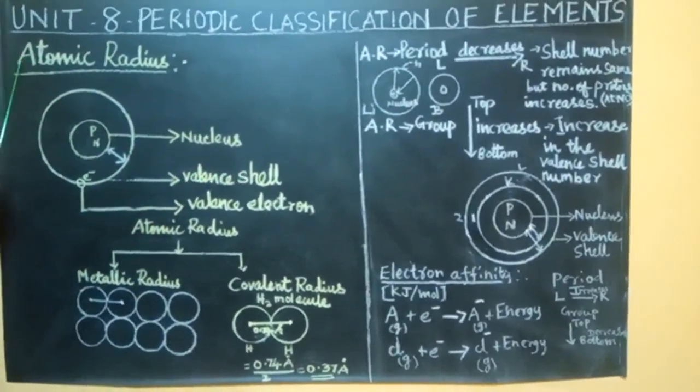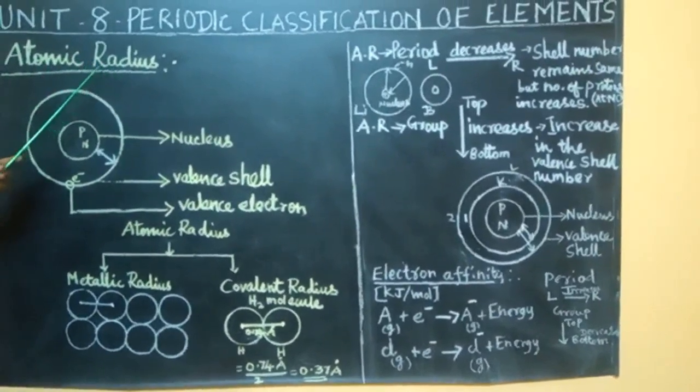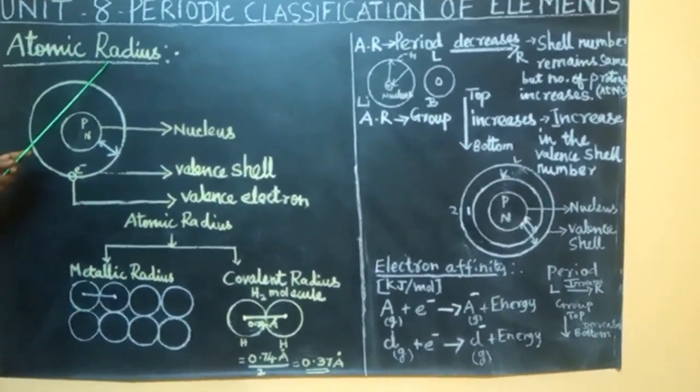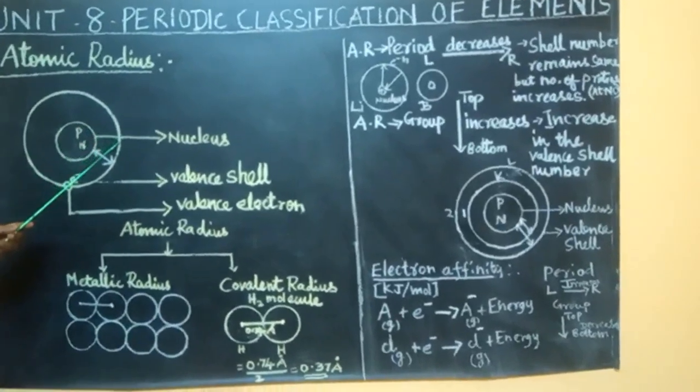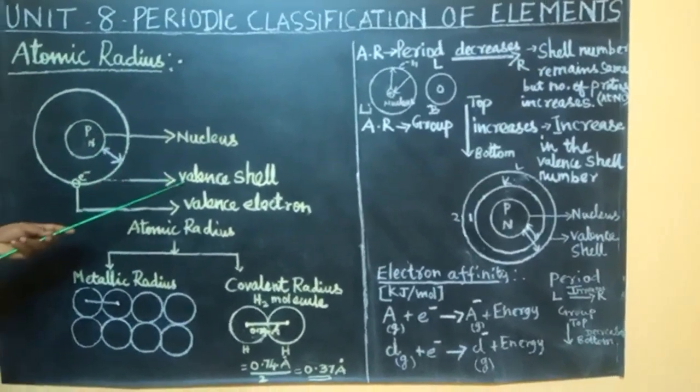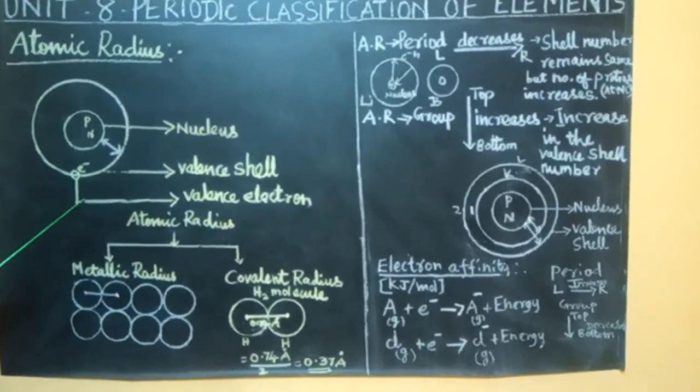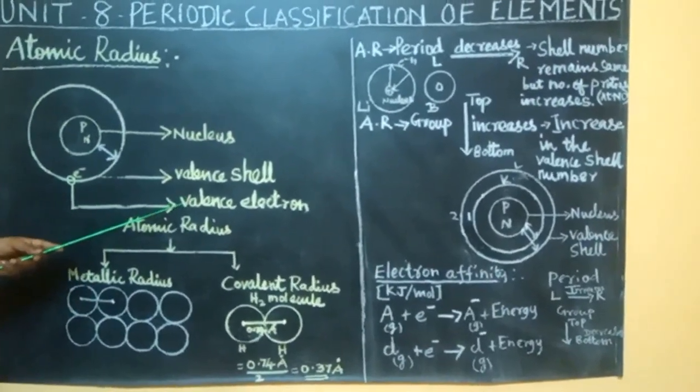Now we will see the definition of atomic radius. Atomic radius is defined as the distance between the center of its nucleus and the valence shell. Here it is containing valence electrons.